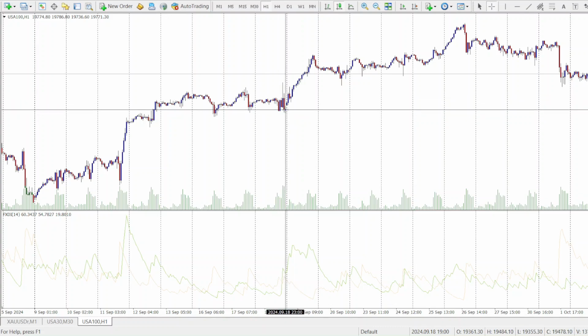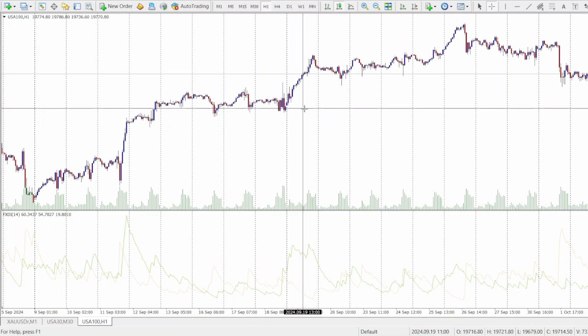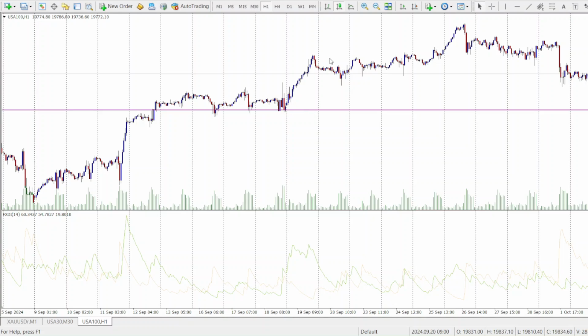You can decide to set your stop loss below the swing low or below the nearest support level. And as we can see, there is a support level here, it even coincides with the swing low. So we would have considered setting a stop loss just below this swing low, just below this support level.